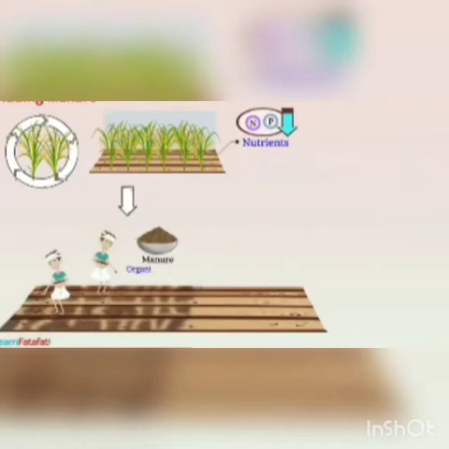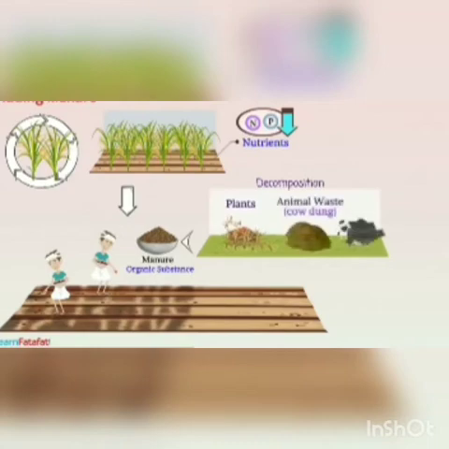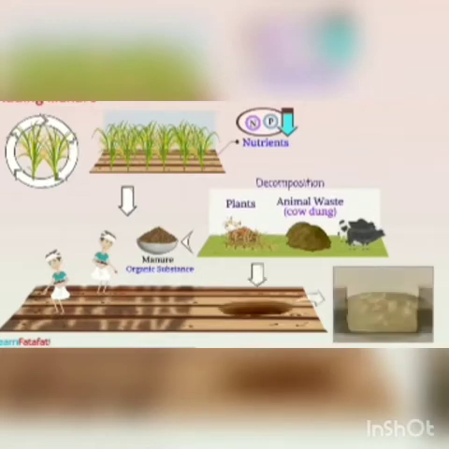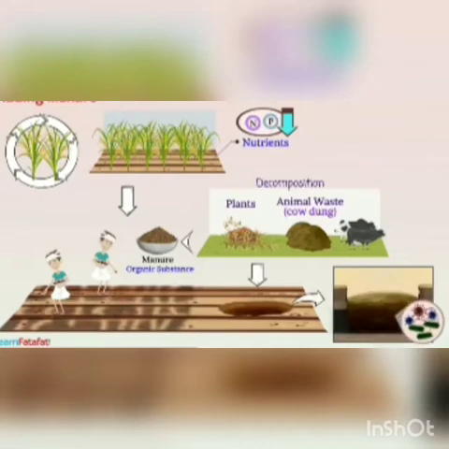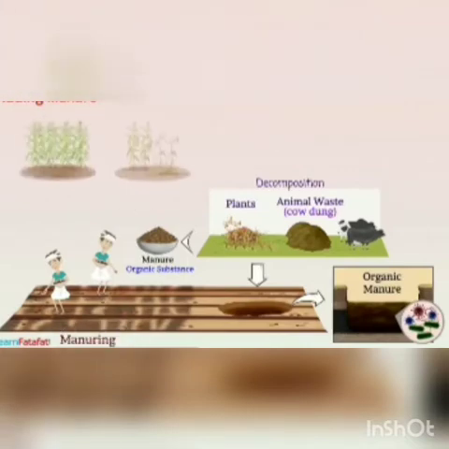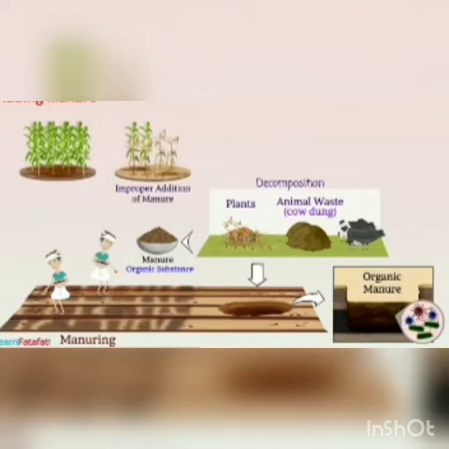Manure is an organic substance which is obtained from decomposition of plant or animal waste. Usually, plant and animal waste is kept in a pit at open places. Microorganisms decompose the waste and produce organic manure. Adding manure in soil is called manuring. Improper and insufficient addition of manure results in weak plants.